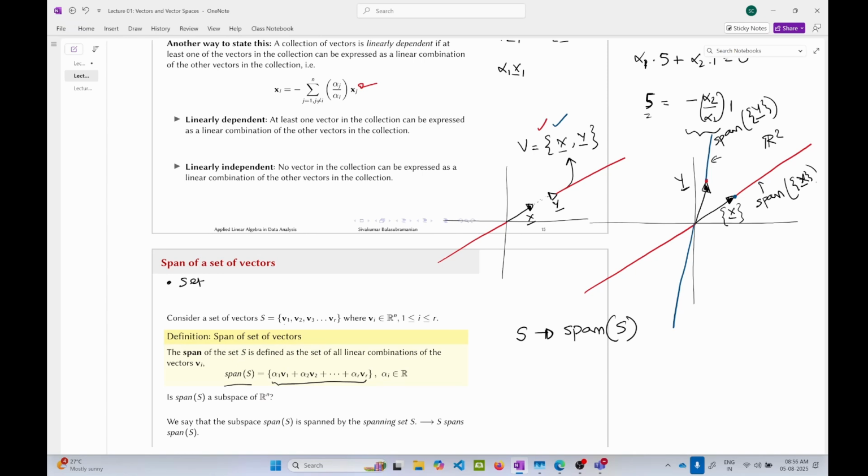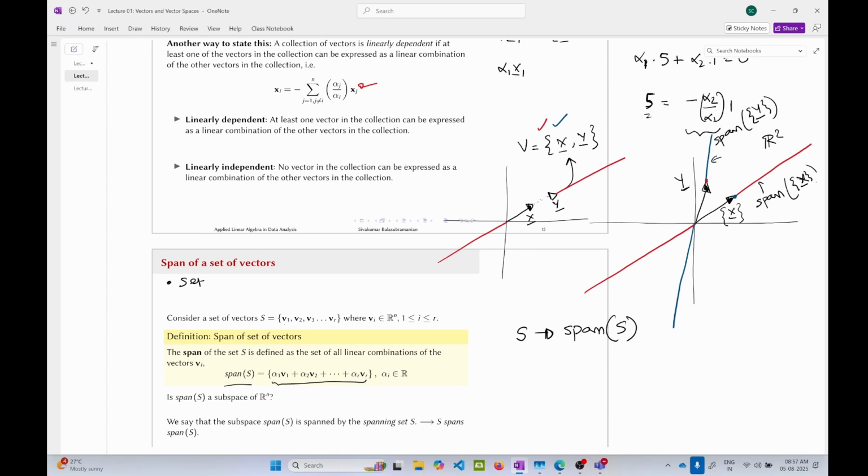Exactly. It's all possible linear combinations. If I simply choose all my alphas to be 0, I'll produce 0. That means the span of a set of vectors will always have the 0 element. Okay, that's done. But we still need to verify the other two. Is it closed under scaling?